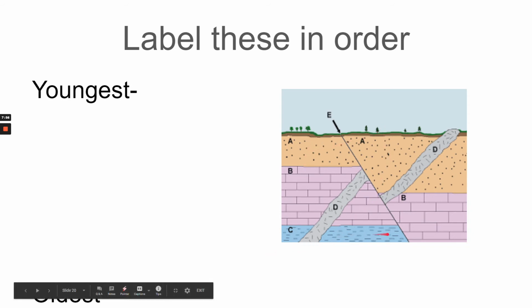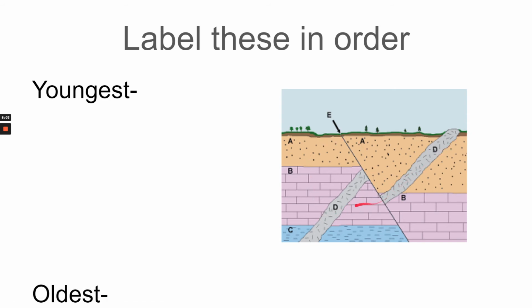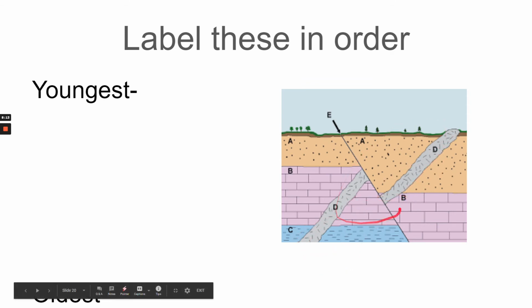So my oldest layer would be layer C, then B, then A, then D, and then E. I know E is older than D because it cuts it apart, but D has to be older than B, C, and A because it's moving through all of them.